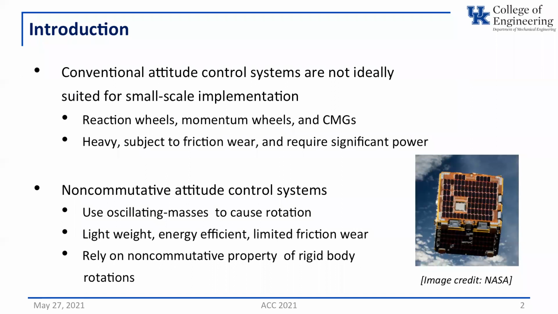Conventional rigid body attitude control systems involve the use of reaction wheels, momentum wheels, or control moment gyros. These actuation systems are not ideally suited for small-scale applications because they tend to be heavy, require significant power, and are subject to friction wear. Instead, we explore the use of attitude control systems that use internal oscillating mass actuators that exploit the non-commutative nature of rigid body orientation.